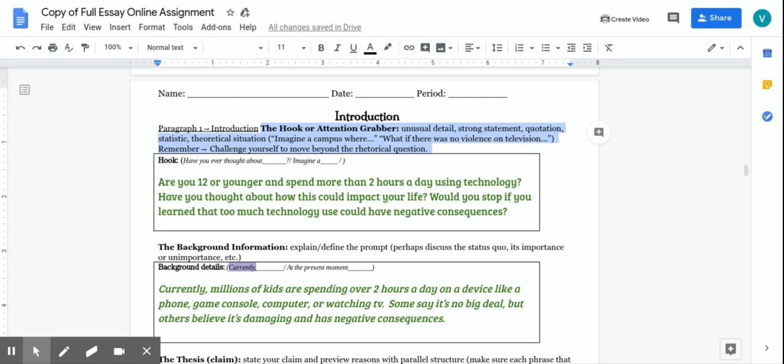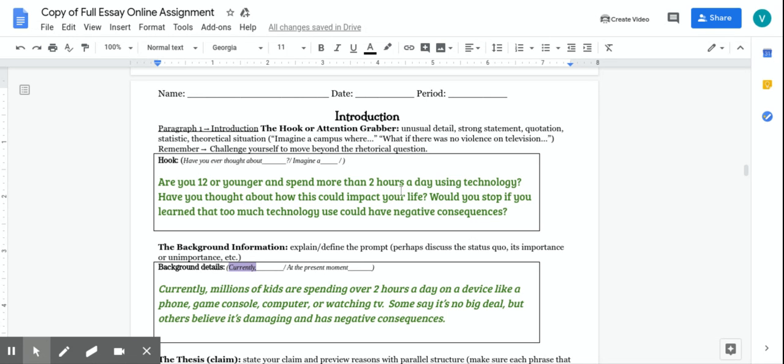So in our introduction, the very first thing that we want is our hook. Our hook is the attention grabber. It can be an unusual detail, a strong statement, a quotation, a statistic, or a theoretical situation. And it has here some examples.